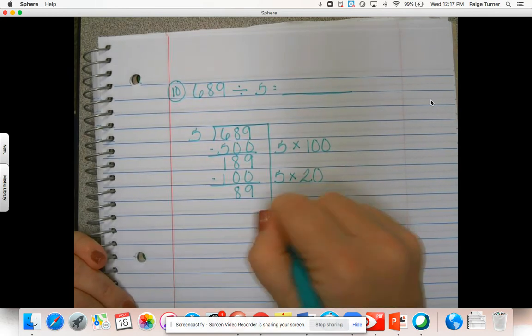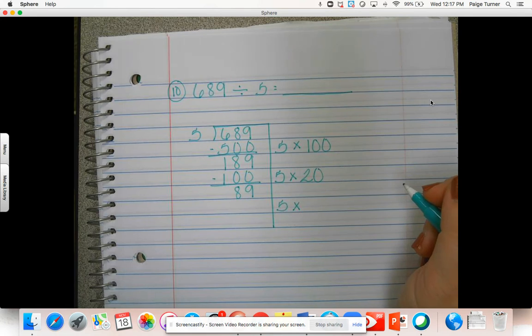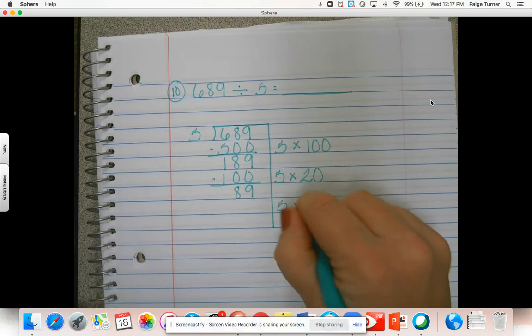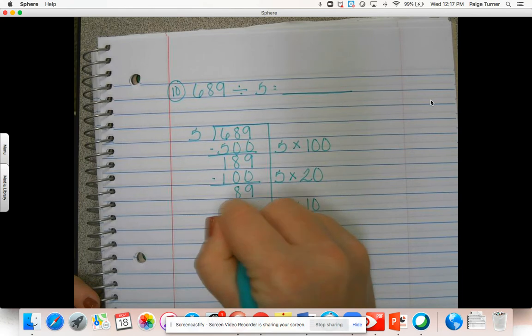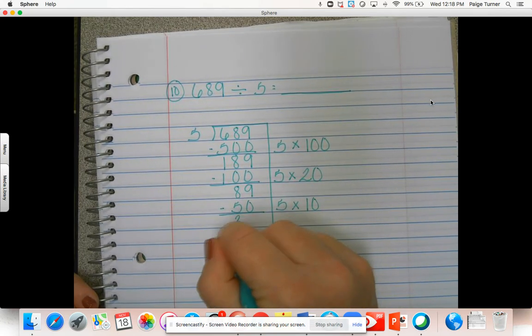And then 5 times what number will get us close to 89? Help me out here. What are you thinking? We could always do 5 times 10. That's a pretty easy one to do. 5 times 10, let's just do that. And then we will subtract 50. So that leaves us with 39.